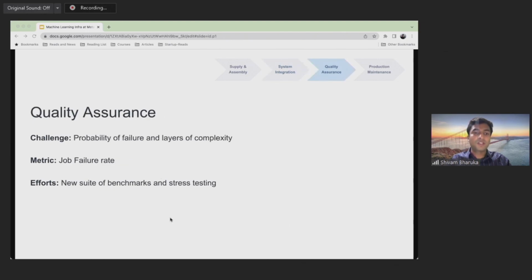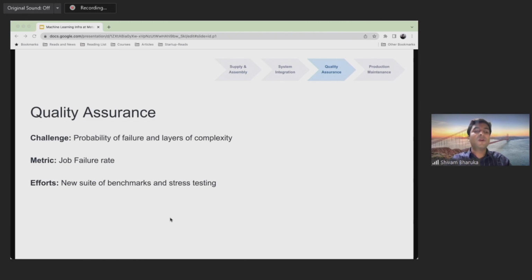Next is quality assurance. Once the hardware is available to our users, we want to ensure that the hardware is healthy and it can be used by the users in a reliable fashion itself. But the challenge is the probability of failure. Due to the sheer number of parts, due to the complexity of the network, due to the lossless behavior which is needed to run ML models, the probability of failure is much higher. And the layer of complexity makes it even more challenging.